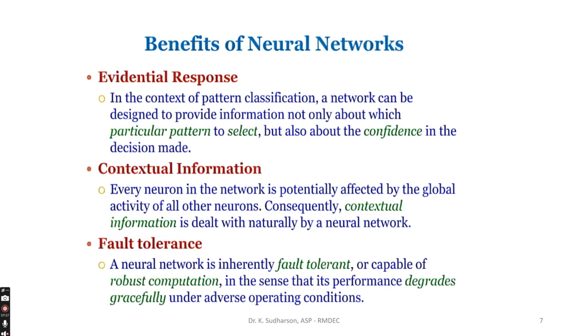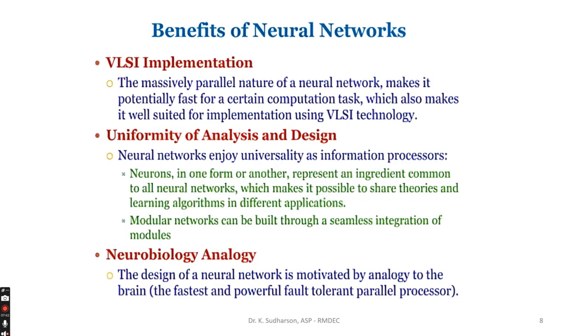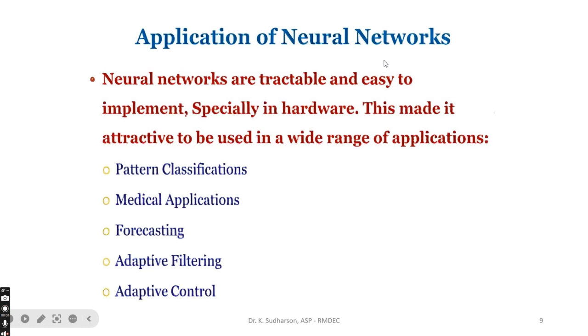And fault tolerance, even though one or two nodes in the network are not working properly, the network can withstand that situation. That is what fault tolerance is. Then other benefits are VLSI implementation. We can use neural networks for VLSI implementation, analysis and design areas, and neurobiology analogy, medical applications. So in these areas we can use neural networks.